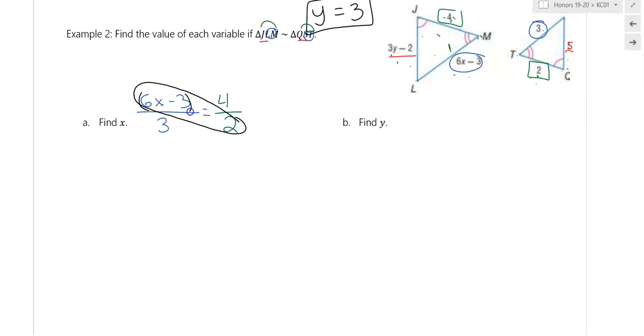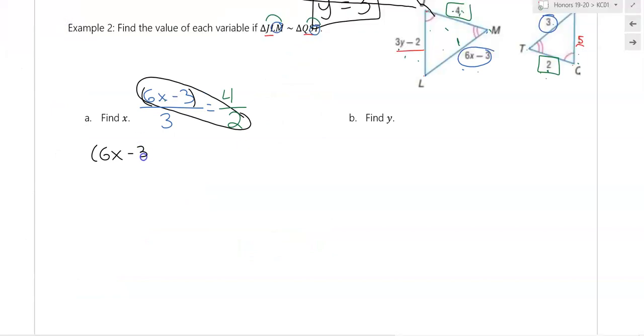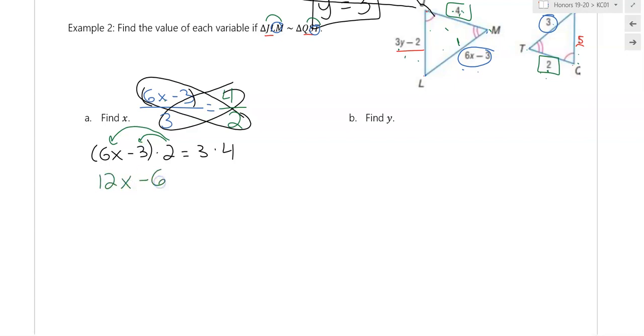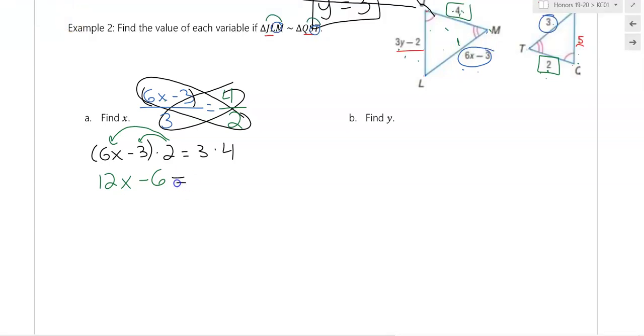So, don't forget my parentheses, and then I'm cross multiplying. So I have 6x minus 3, right, times that 2. Then cross multiply this way, and then 3 times 4. Again, first step with this one now is going to be distributing. So we have 12x minus 6 equals 3 times 4 is 12.